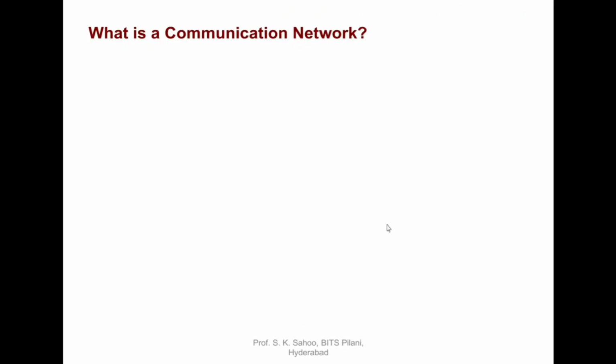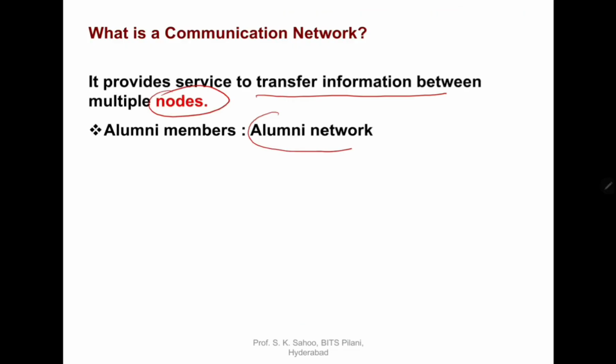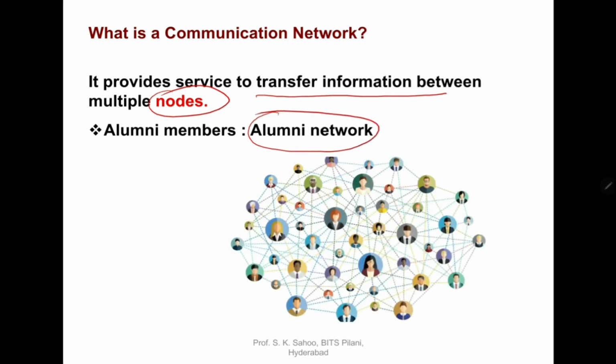What is a communication network? It provides service to transfer information between multiple nodes. Who can be the nodes? Nodes can be anything. Let us say we can have alumni members as the nodes of the network. Then we can say that the network is the alumni network, right? This is an alumni network.